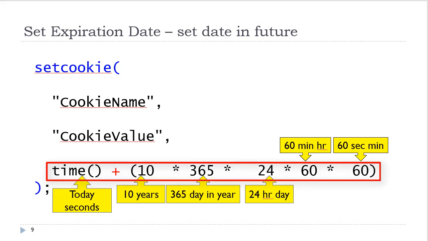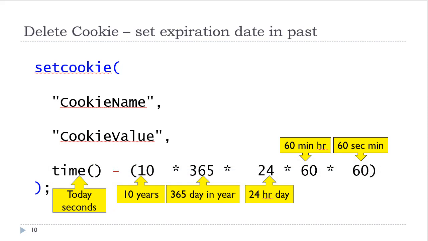Here is how we're setting this cookie 10 years into the future by multiplying 10 times 365 for the days in a year, times 24 for the hours in a day, times 60 for the minutes in an hour, times 60 for seconds in a minute. Because we want to work with seconds, that formula will give you 10 years worth of seconds added to the seconds in the time function, which puts us 10 years into the future.